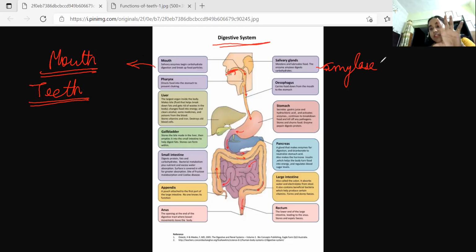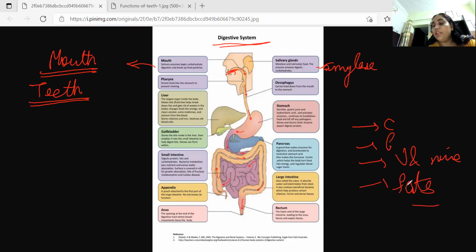We had done in the previous chapter that our food is basically made up of 5 components, 5 nutrients: carbohydrates, proteins, then vitamins and minerals, and fats. And there is some water also, right? Our food is basically made up of different types of nutrients. So the function of the salivary glands is to moisten and lubricate the food, and the enzyme amylase present inside our mouth helps to digest the carbohydrates, right?